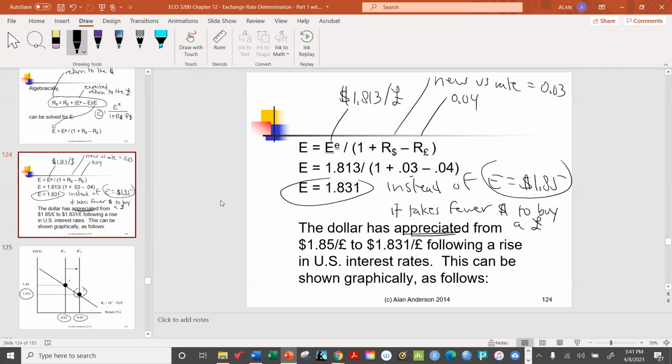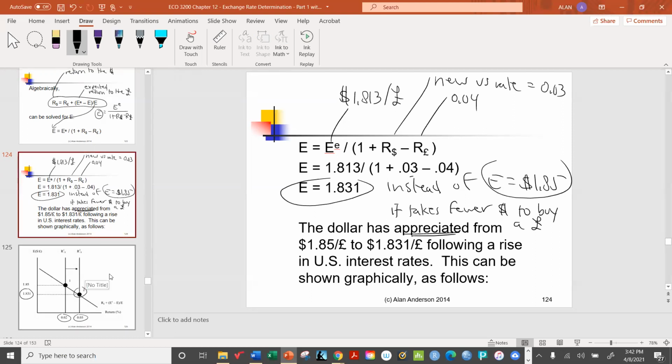Now, how do we show this on the graph? Well, remember, we did say that when a curve increases, the curve shifts to the right. And so that will happen here as well. Where it crosses the unchanged return to the pound curve, you'll see a lower value of E. And in fact, it'll fall all the way to 183.1 for the equilibrium exchange rate. All right, so this is what it would look like.